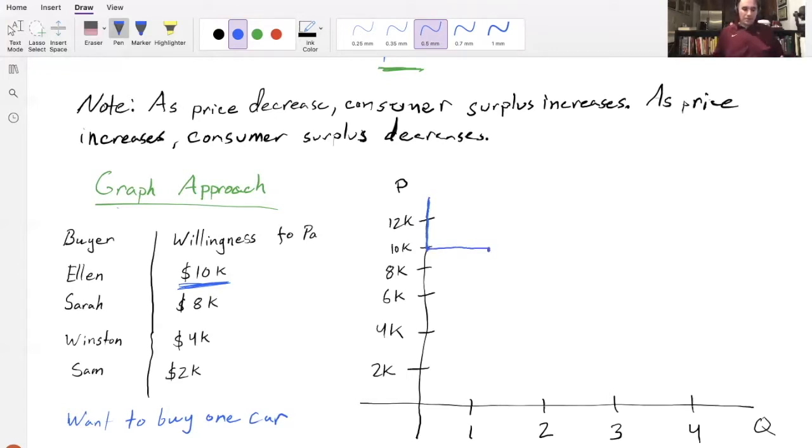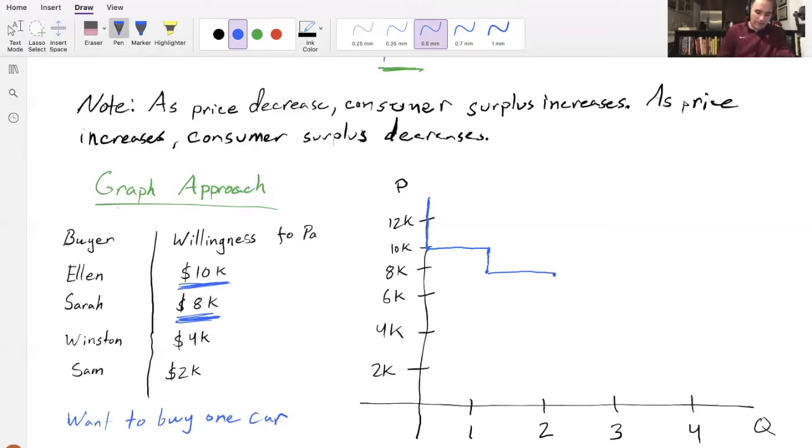The next thing to think about is who has the second highest willingness to pay? And it's Sarah here at 8,000. So we draw a vertical line at q equals 1 between 10,000 and 8,000. Then at 8,000, Sarah's going to enter the market. She's going to buy one car. Ellen's still going to buy another car. And so the quantity demanded is 2. So we just jump over to Q equals 2 here, and you could just follow the same basic procedure.